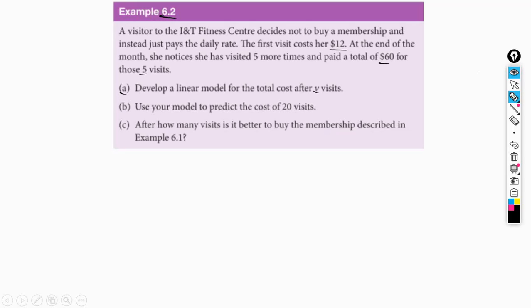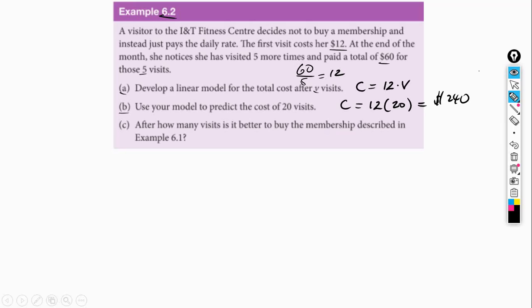So it looks like the cost per visit is $12 because if we divide 60 by 5, this also equals 12. So that means that she's paying $12 per visit. In other words, the linear model would simply be C is equal to 12 times V. For part B, use your model to predict the cost of 20 visits. That would simply be C is equal to 12 times 20, and this is going to be $240.